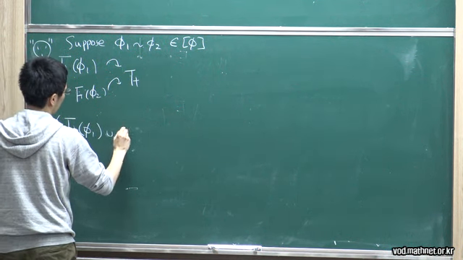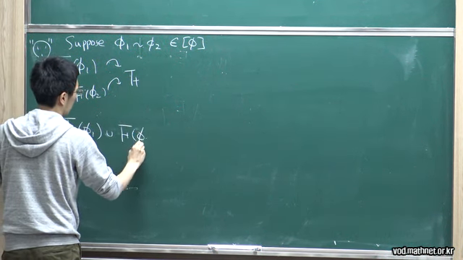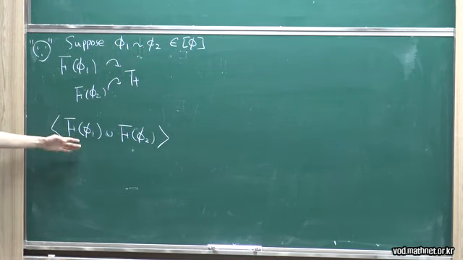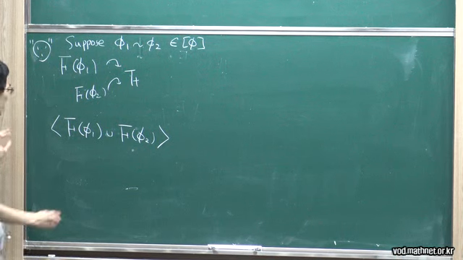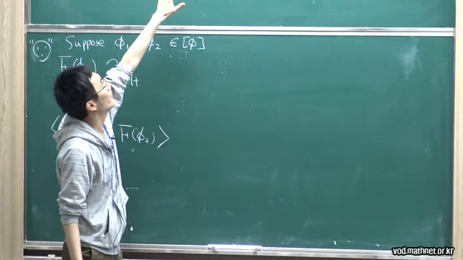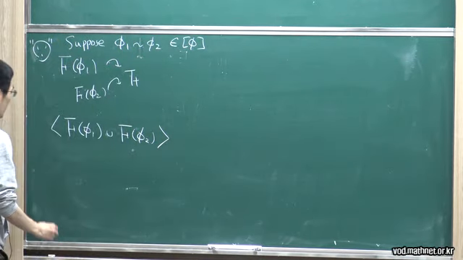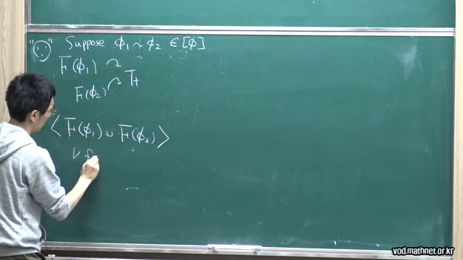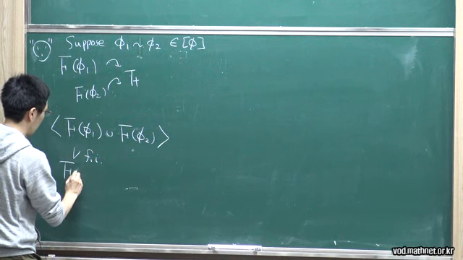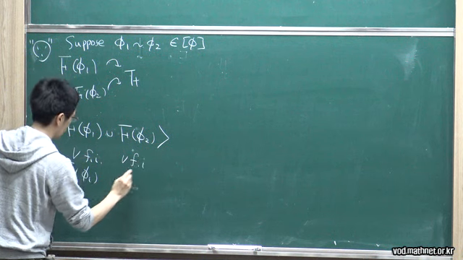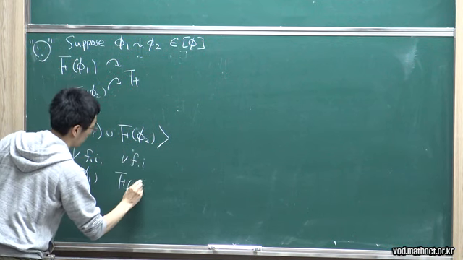So the group generated by the union of these two groups. And in general, this group can be huge, and we cannot discuss nice properties, but since we have assumed the nice property star, what we can prove is that this group contains both f of phi1 and f of phi2 as a finite index subgroup.